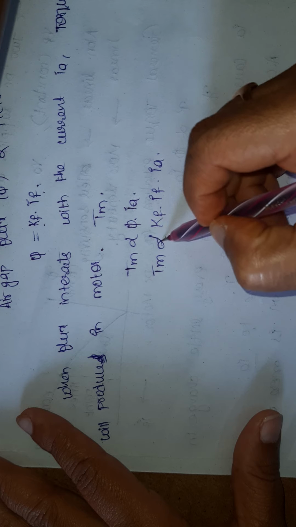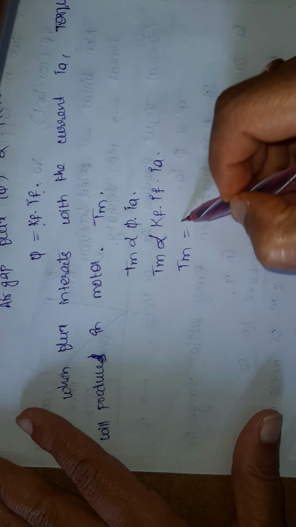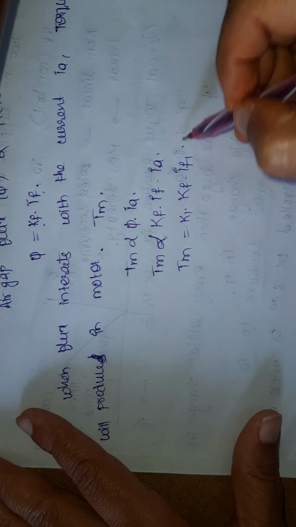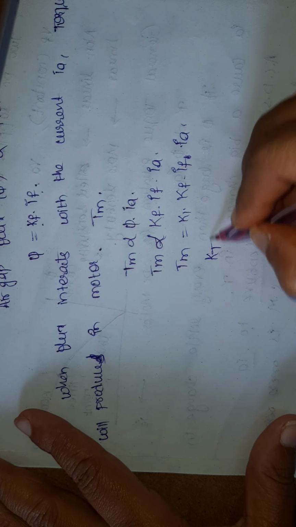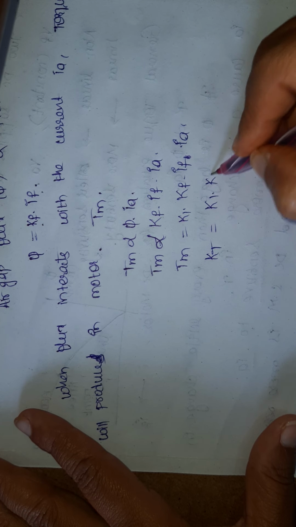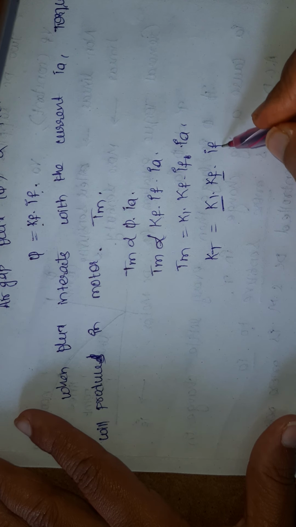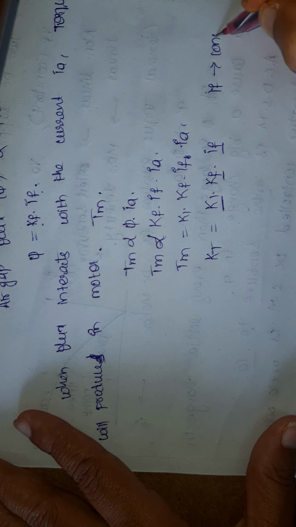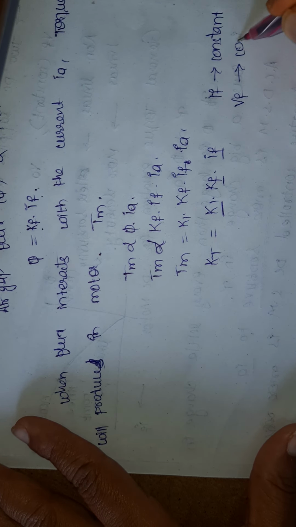Okay, KF IF into Ia. Now I want to remove this proportionality constant. I will get K1 KF IF Ia. Now I am writing Kt as K1 KF IF, because K1 is a constant, KF is constant, and IF is also constant. IF is constant because the field side voltage Vf is also constant.